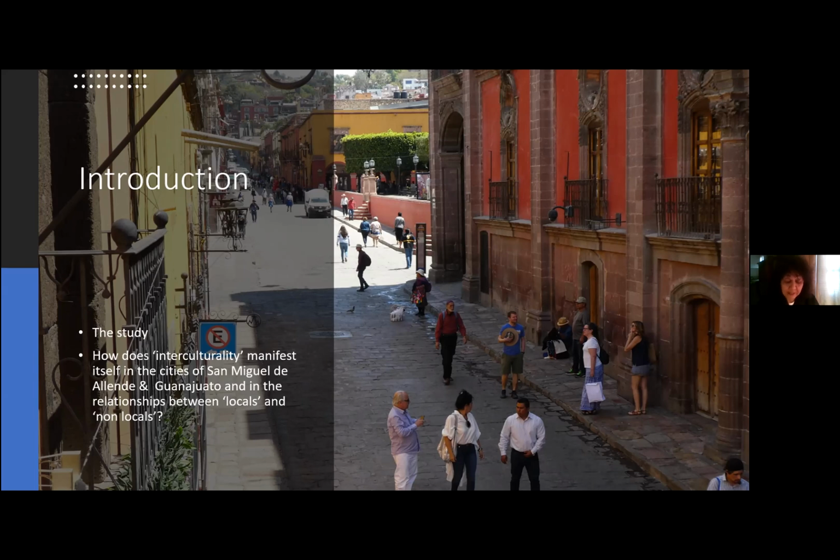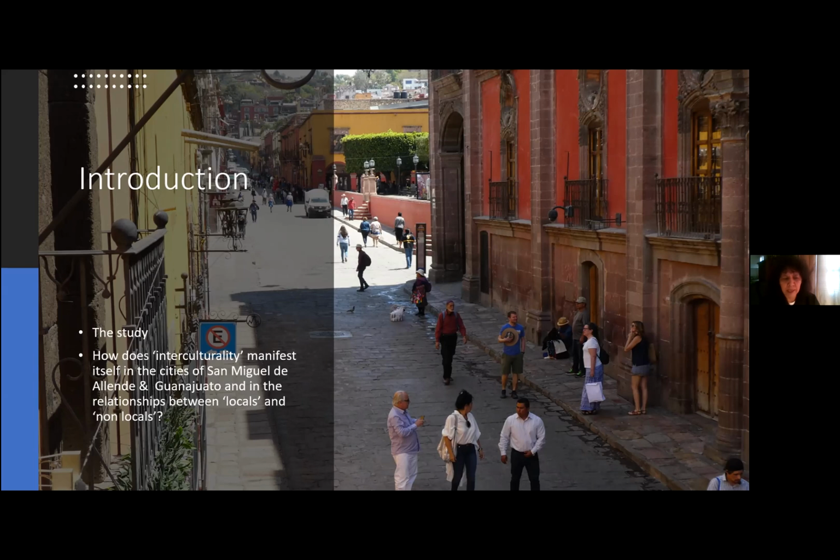So San Miguel de Allende is a small town located in central Mexico. It is about 2 hours from the city of Guanajuato, which is the capital of the state of Guanajuato. In the 2020 census, the population of Mexico was fixed at about 130 million people. The state of Guanajuato has a population of 6 million.